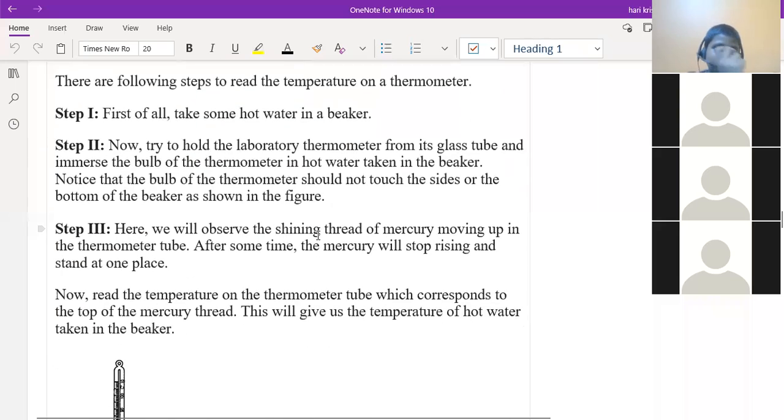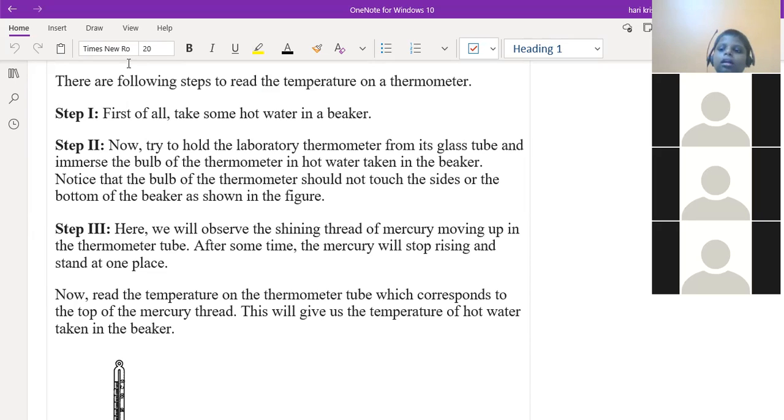Next, again, how to take the readings. Harini, read these steps. There are the following steps to read the temperature on a thermometer. Step 1. First of all, take some hot water in a beaker. Step 2. Now hold the laboratory thermometer by its glass tube and immerse the bulb of the thermometer into the hot water taken in the beaker.